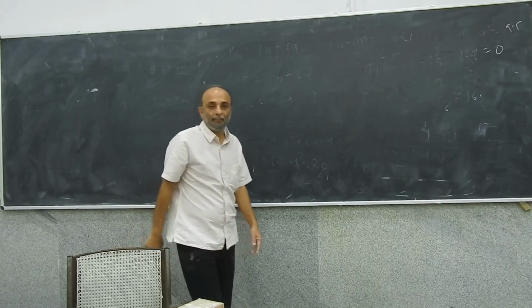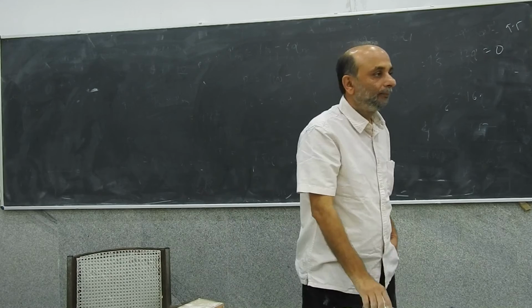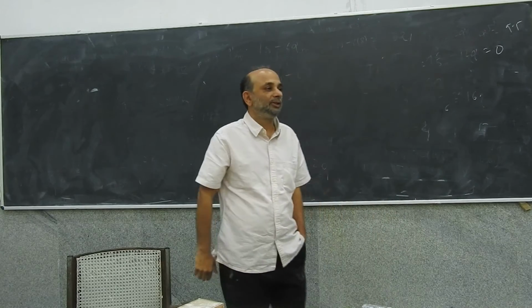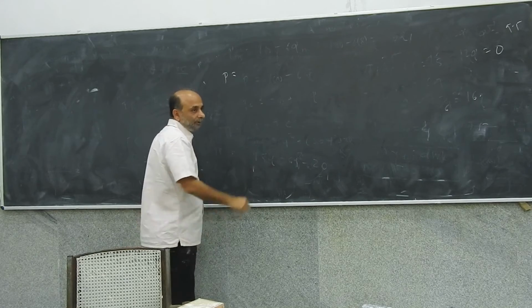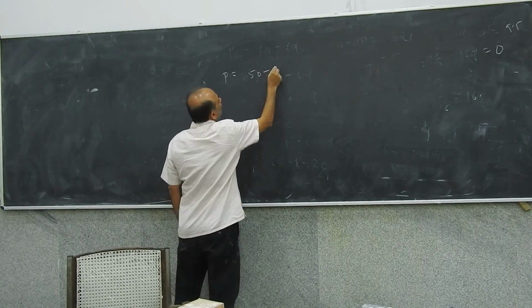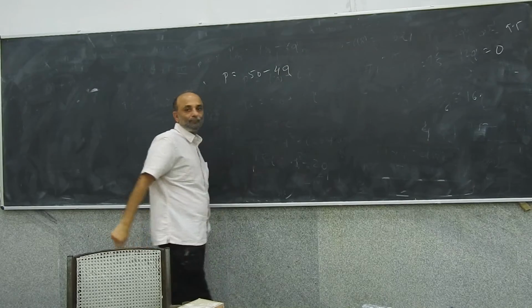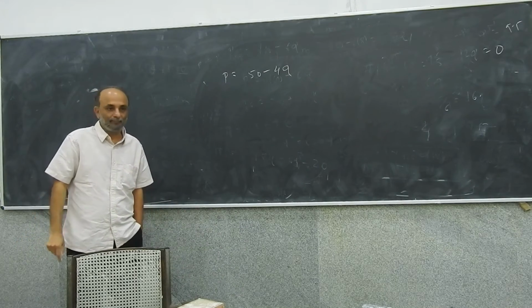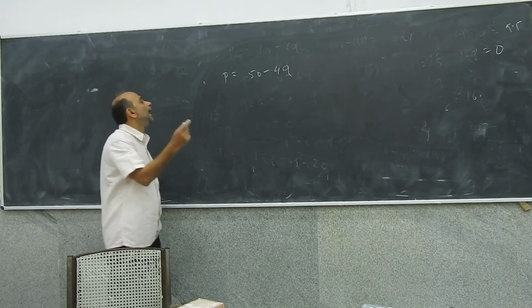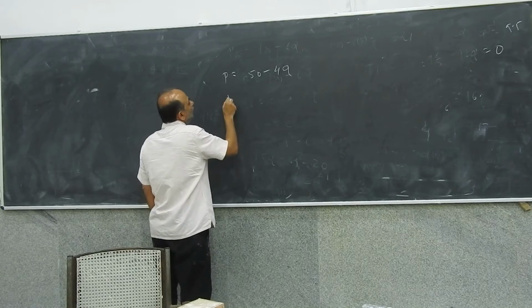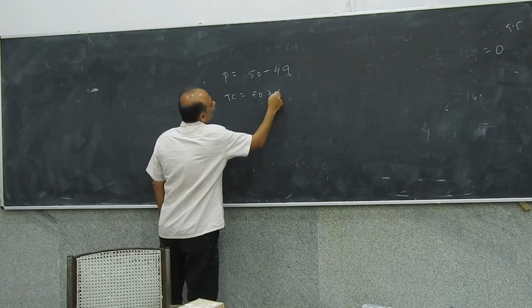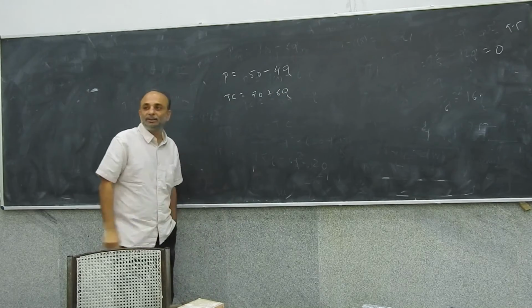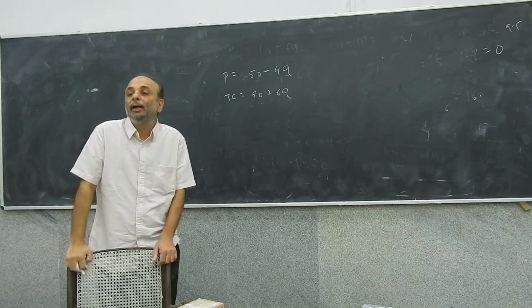Okay, one more sum, which is interesting. So we have an inverse demand curve, say, 50 minus 4Q. This is the inverse demand. And then we have the total cost curve as 20 plus 6Q.